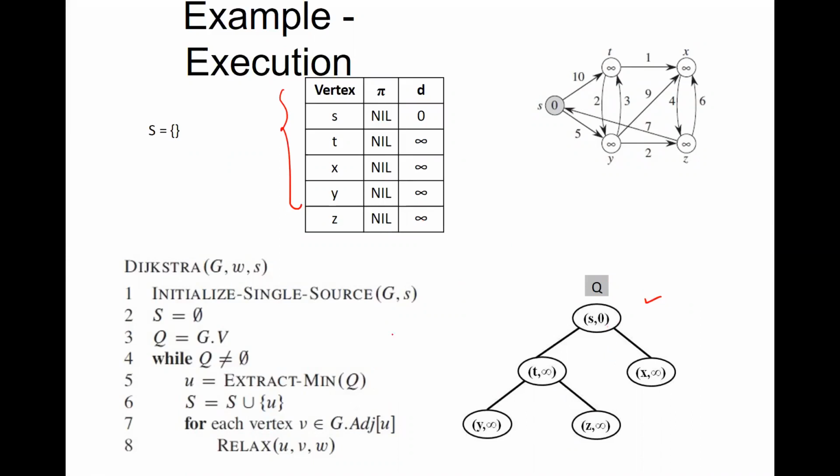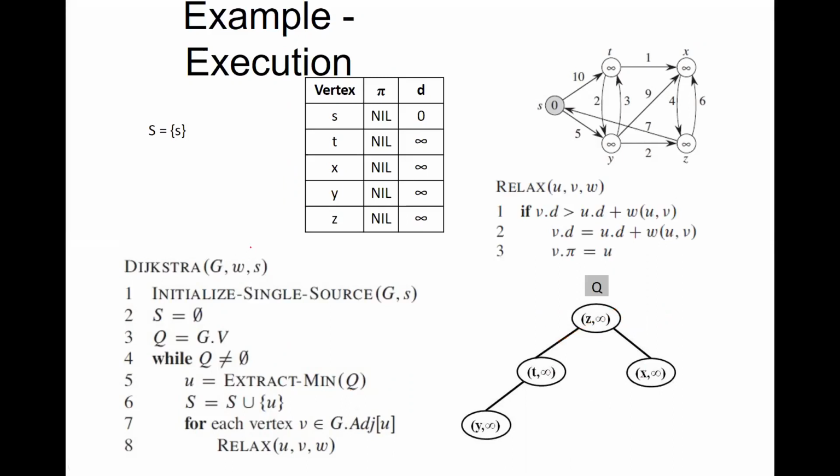Now initially the while loop will be executed, and we have to extract the minimum element from the queue. The minimum element is s comma 0. When s comma 0 is removed, it will be replaced by the last entry, that is z comma infinity. And z comma infinity satisfies the heap property, so no change in the priority queue will occur. This s comma 0 will be added to the final set of vertices.